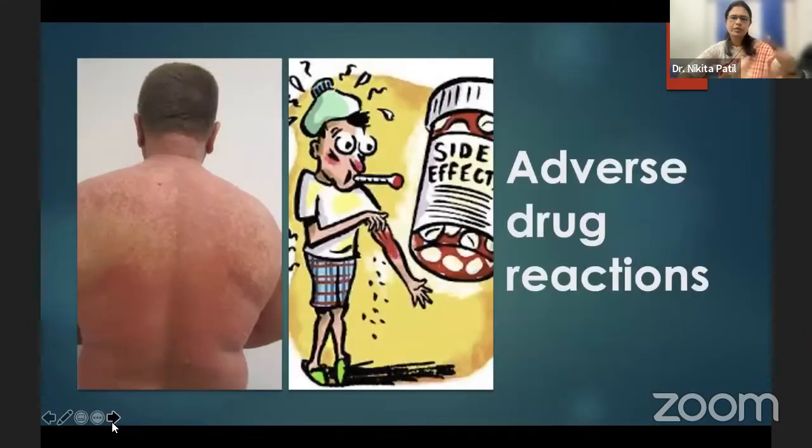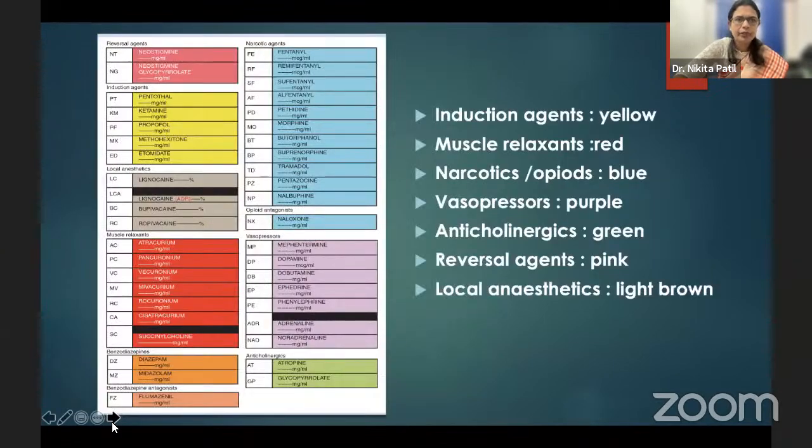Okay, so these are the adverse reactions. For example, you inject something which is regularly and routinely done, but the patient develops an adverse reaction. Now, these are very, very important. We are well versed in it. We have stickers which are to be pasted directly on the syringes, and these are color coded, standardized by national and international standards.